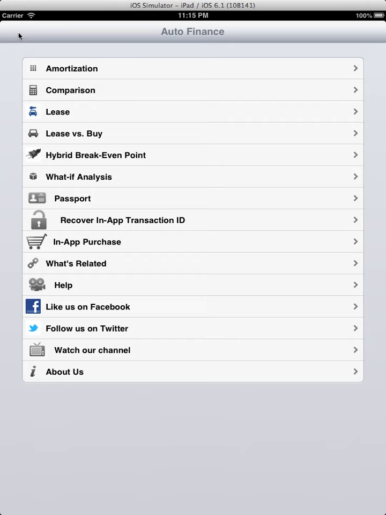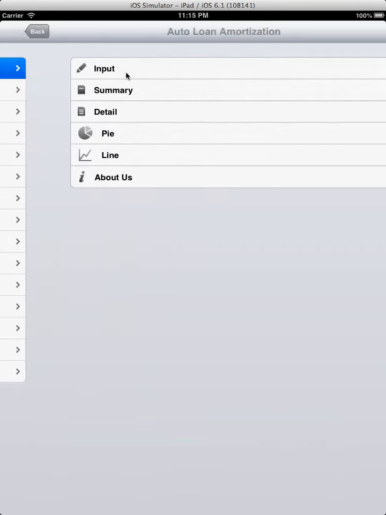This application enables car buyers, sellers, dealers, and those interested in leases to perform a variety of calculations such as amortization, comparison, lease versus buy, hybrid break-even point, and what-if analysis.